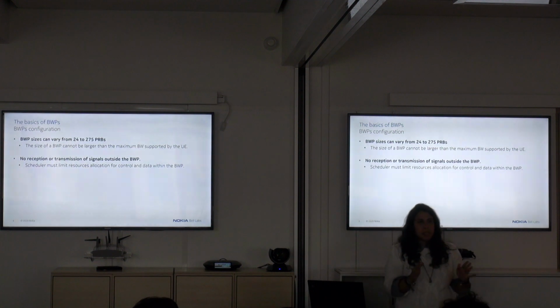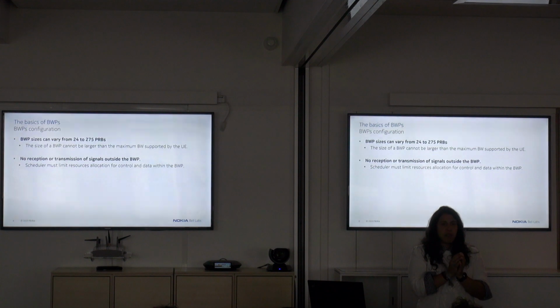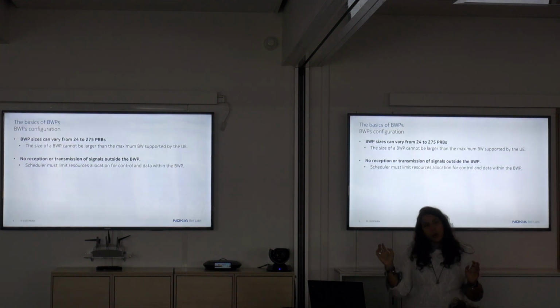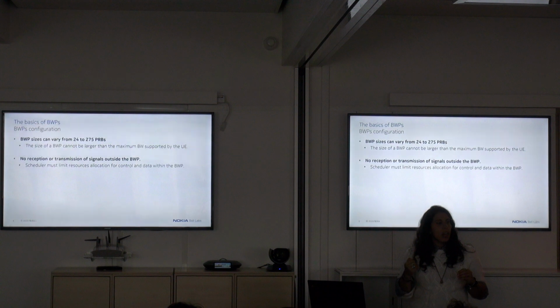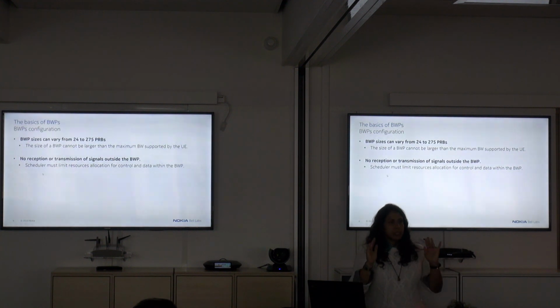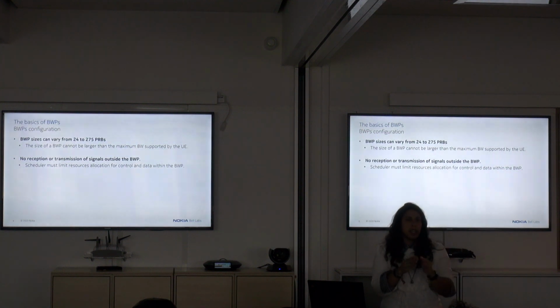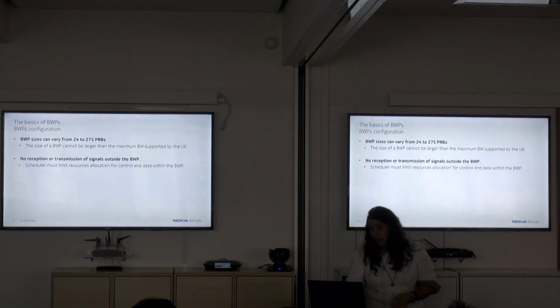So the scheduler must limit the resources allocation for control and data within the bandwidth pair. So again, in an example that I will show ahead, we will see that for LTE, users are obliged to monitor constantly the whole carrier. If we do that in NR, it comes with a lot of power consumption. So some users might be able to do that, some users no. So the scheduler is the one that must limit the resources assigned inside the bandwidth pair. Because by definition, and this is by the standard, the user should not monitor anything outside its active bandwidth pair.